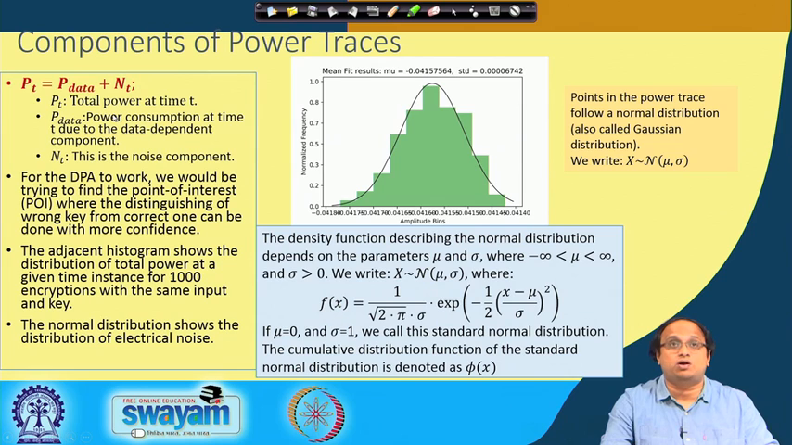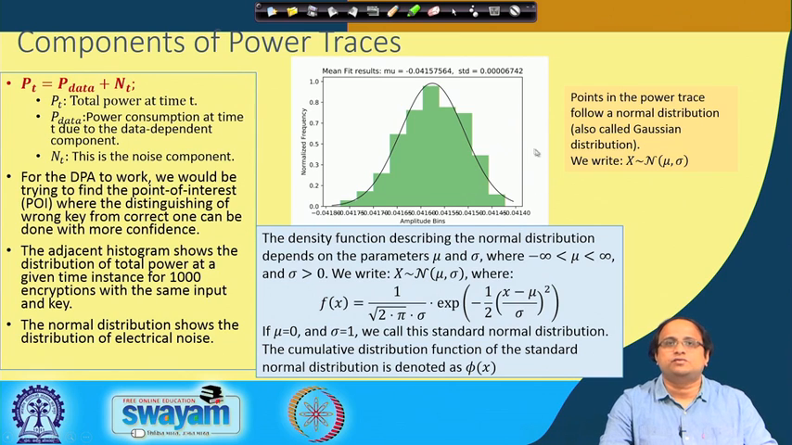The total power at a time t typically has two important components. One is p data, which is the power consumed at time t due to the data dependent component, and the other part is a noise component. I am assuming that you are doing the same operation. In that case, there is no operation dependent component, but rather there is a data dependent component, because the data is changing although you are doing the same encryption again and again. And the other thing is the noise. This noise has a Gaussian distribution, because of which the power consumption also takes the Gaussian shape.